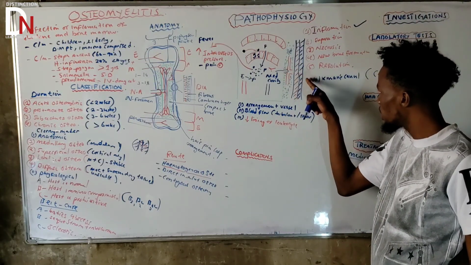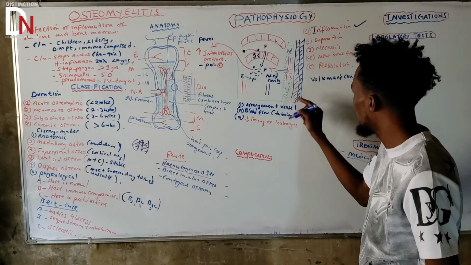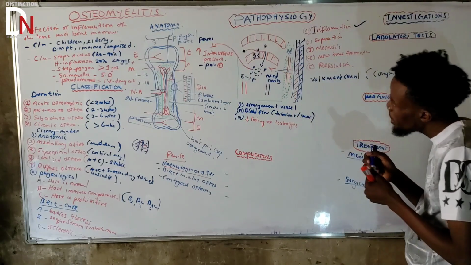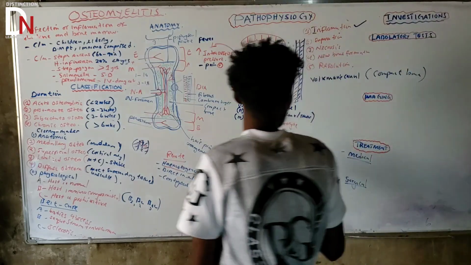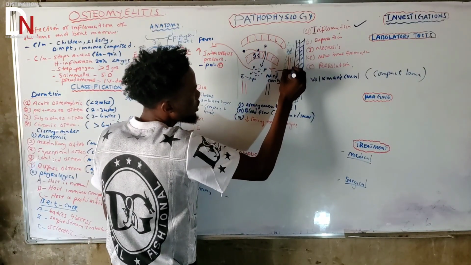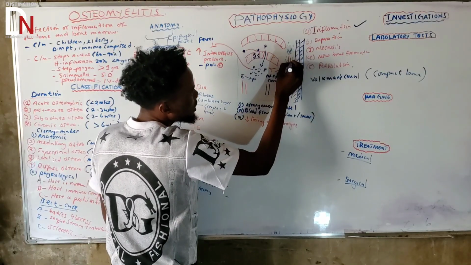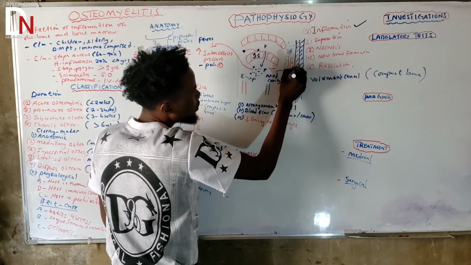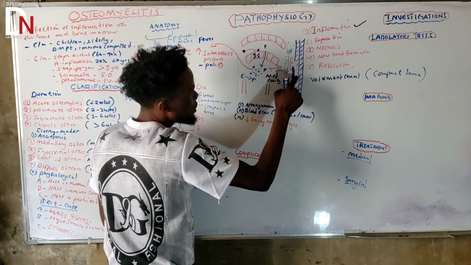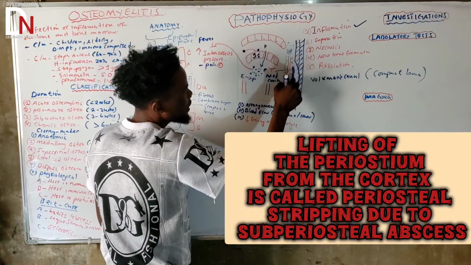Remember that it is going toward the periosteum. Let's just name it P. This is the periosteum. Now what will happen to the periosteum is this: the moment fluid comes here, it will come between the cortex, the compact bone, and the periosteum. Then the periosteum is going to be lifted up like that.